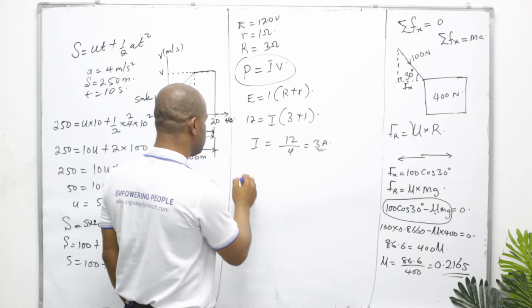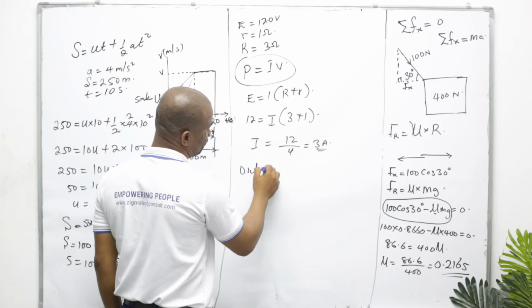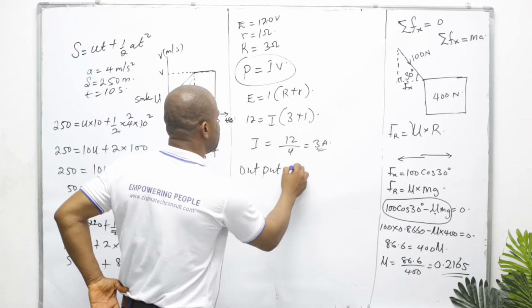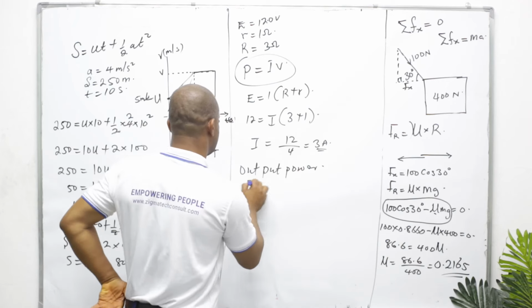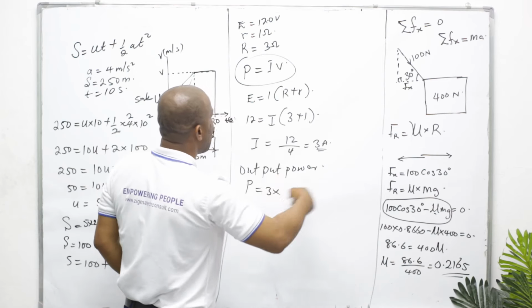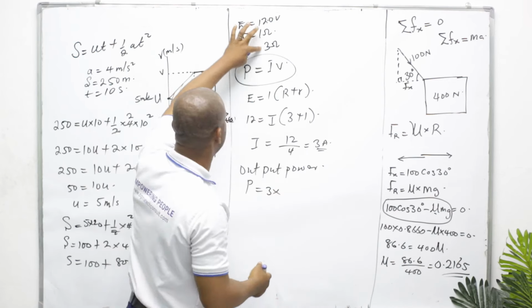Now, output power. Output power is given as P equals I squared R, where I is 3 and the external resistor is 3.